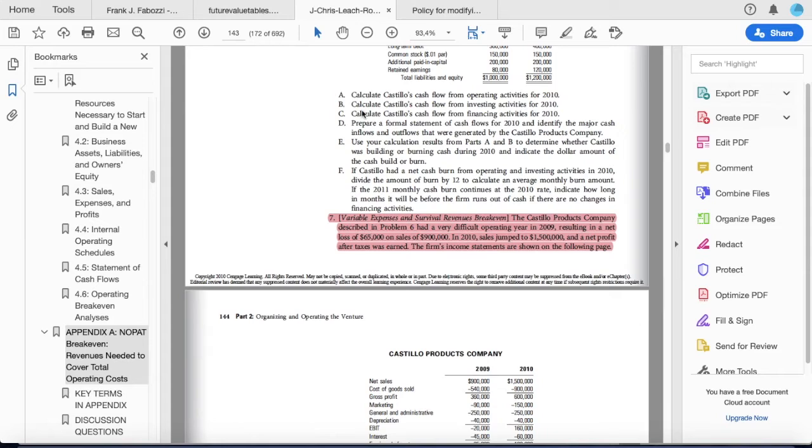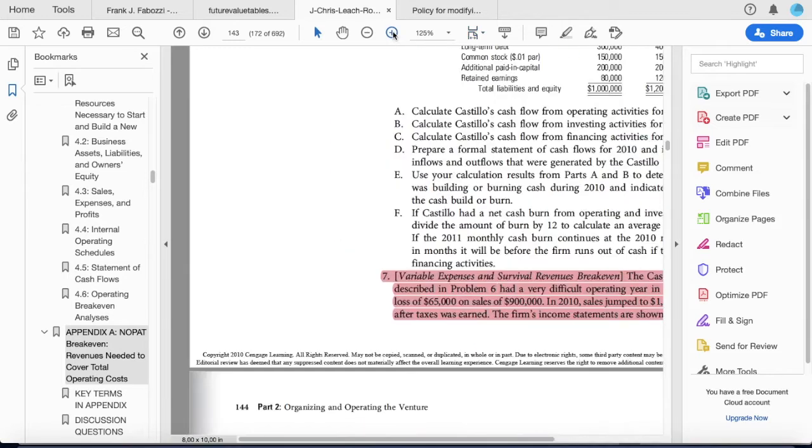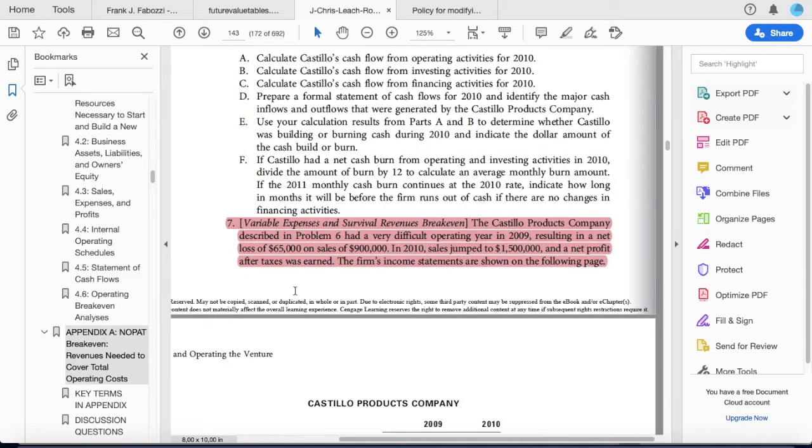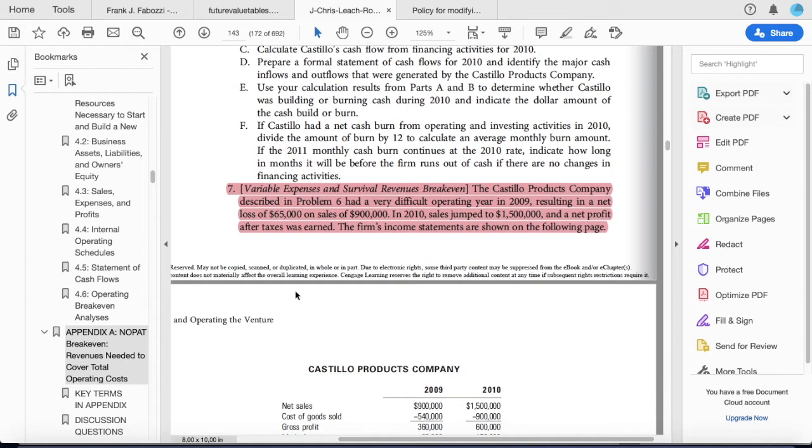As you can clearly see here, I will zoom in so I can make it clearer for you. Exercise number 7 deals with variable expenses and survival revenues break even. The Castillo Products company, described in the previous problem, had a very difficult operating year in 2009, resulting in a net loss of $65,000 on sales of $900,000 for 2009. In 2010, sales jumped to $1.5 million, and a net profit after taxes was earned. The firm's income statements are shown on the following page.